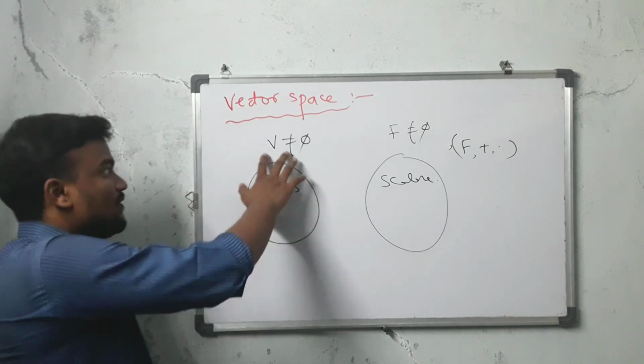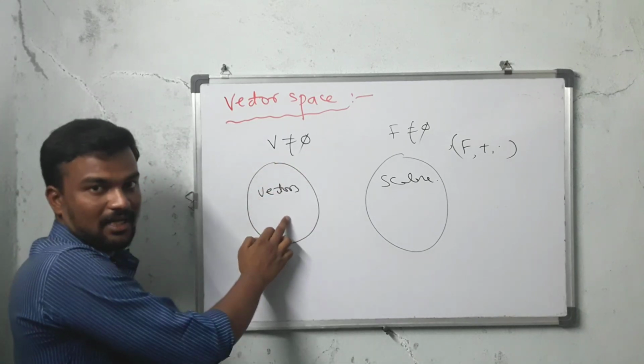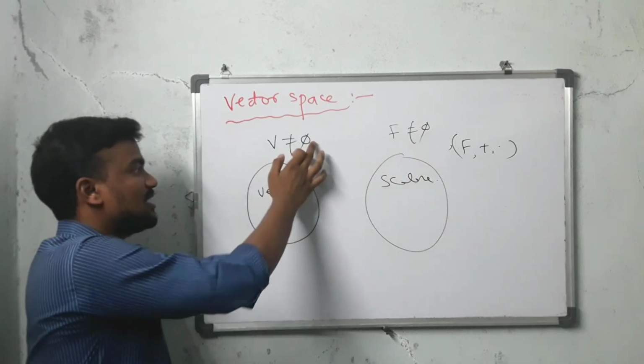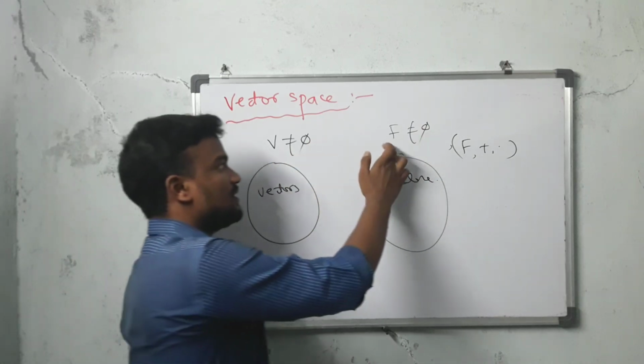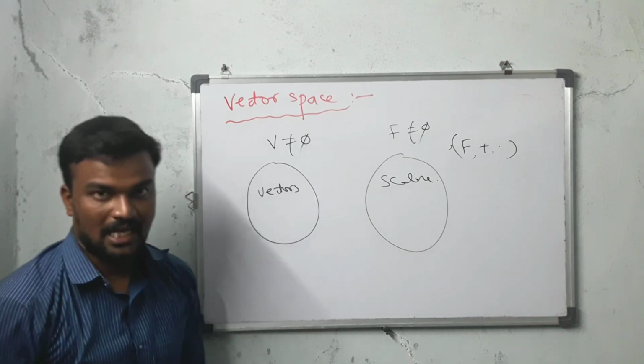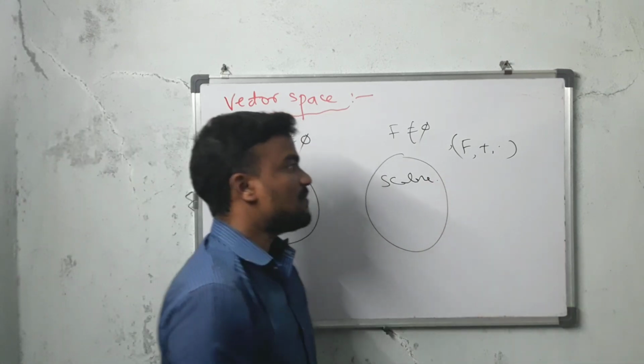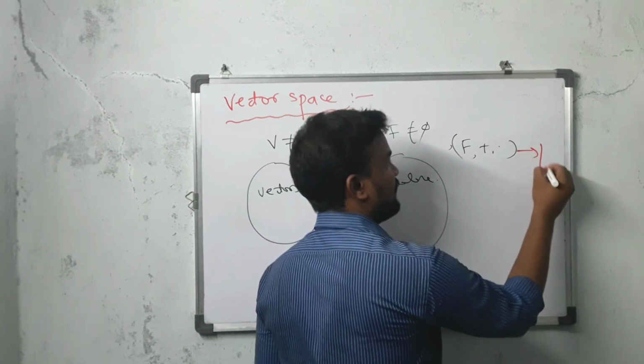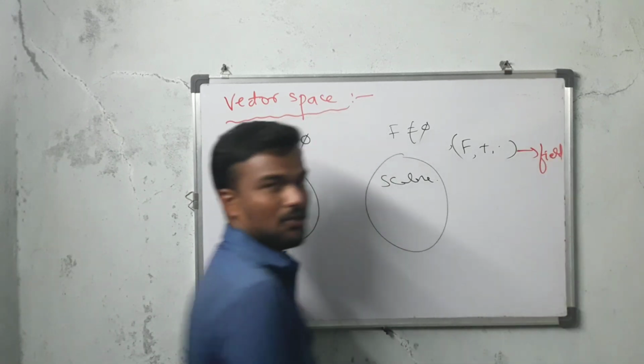Observe here, V is a non-empty set, it is a set of vectors. F is a non-empty set whose elements are scalars. V is a non-empty set whose elements are vectors. F is a non-empty set whose elements are scalars, and (F, +, ·) here, what is it? It is a field. మనకి సెకండ్ ఇయర్ లో వస్తుంది గ్రూప్ థియరీలో.